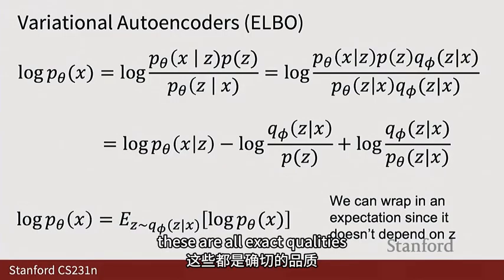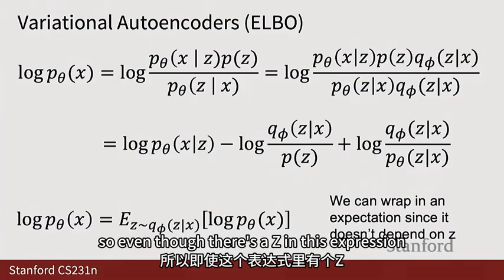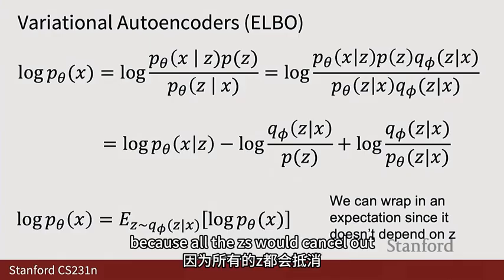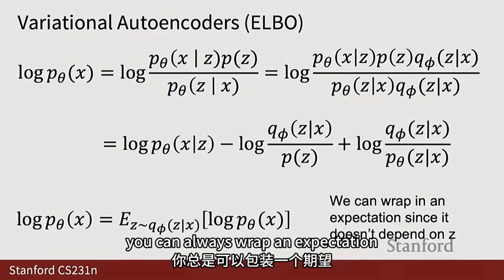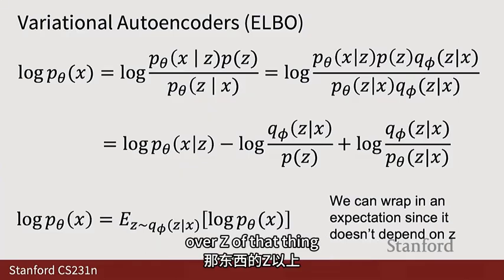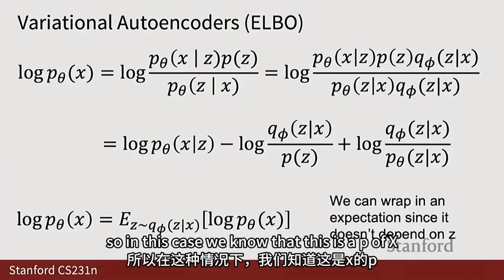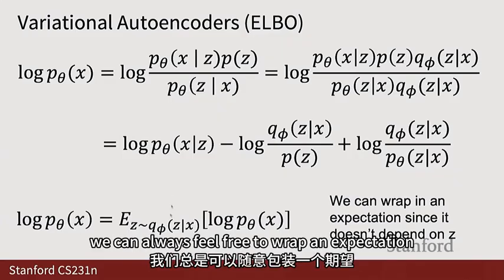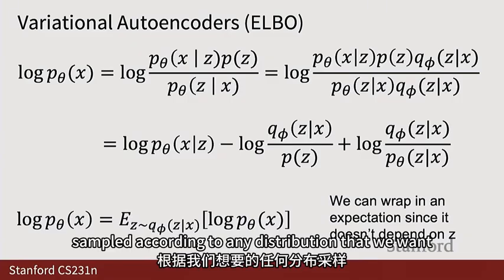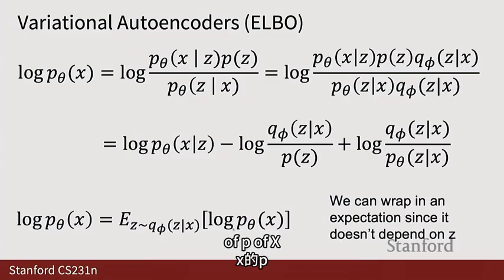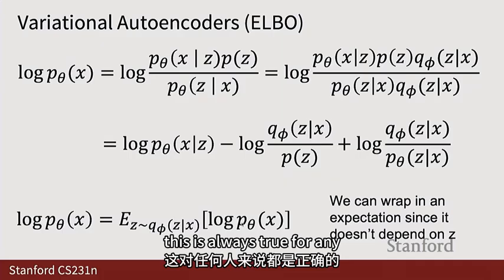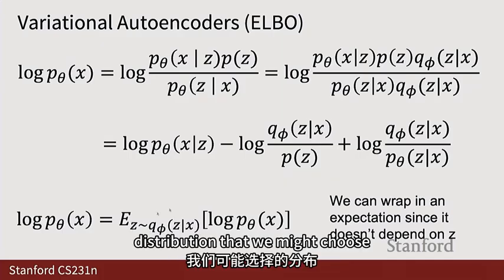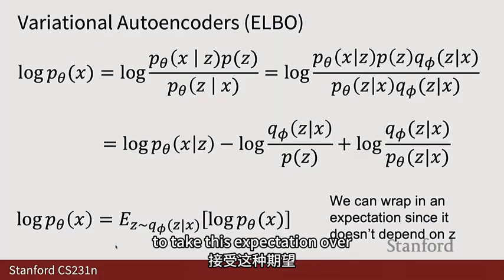These are all exact equalities. So even though there's a Z in this expression, it actually doesn't depend on Z because all the Z's would cancel out. And if you have something that doesn't depend on Z, you can always wrap an expectation over Z of that thing. So in this case, we know that this is a P of X. We can always feel free to wrap an expectation of Z sampled according to any distribution that we want, of P of X. And because that internal thing does not depend on Z, this is always true for any distribution that we might choose to take this expectation over.